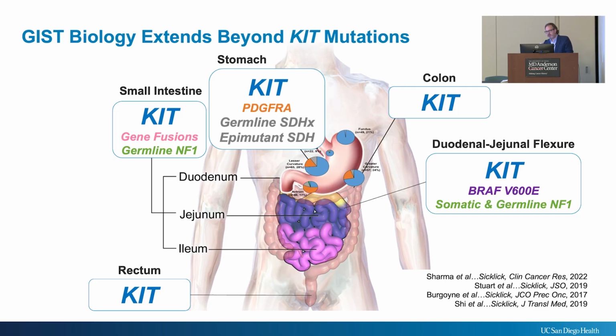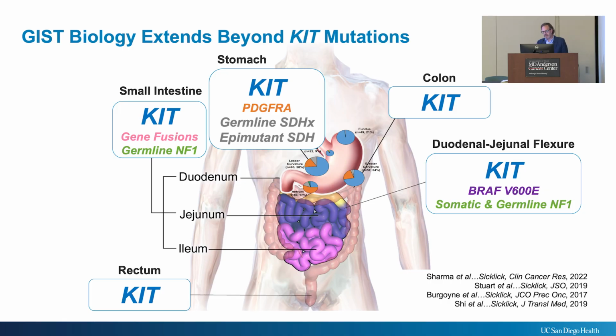But the biology of GIST extends beyond just the KIT mutations. What we are starting to understand now as we think about this further, and I think the example of these tumors that I described before, the NF1 mutant GIST right at the duodenal jejunal flexure, started bringing up another concept in my mind: that there are certain areas of the GI tract that have a predilection for certain mutations, suggesting that we still don't fully understand the biology of this disease.